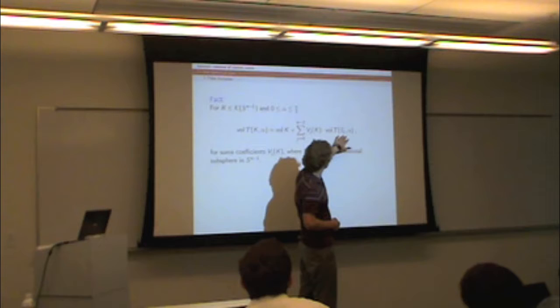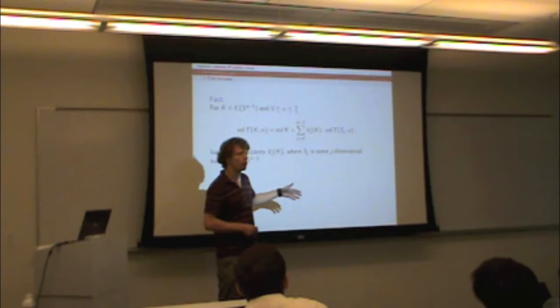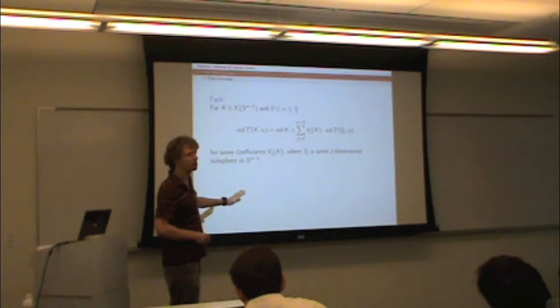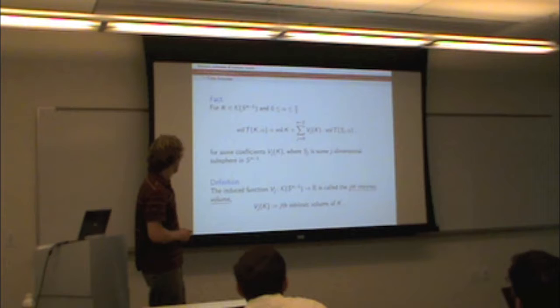The tube has dimension of the subsphere of dimension j, so it should be of order of the codimension of j, and the codimension of j is n minus 1 minus j. So you can think of this as alpha to the n minus 1 minus j, and then it gets a formal polynomial, but it's not correct, but it's asymptotically right. And the induced function is now called the intrinsic volume, the spherical intrinsic volume.